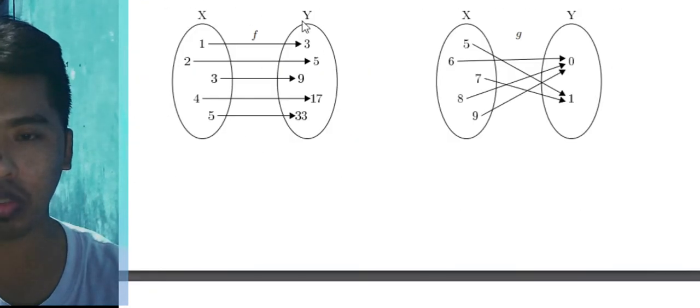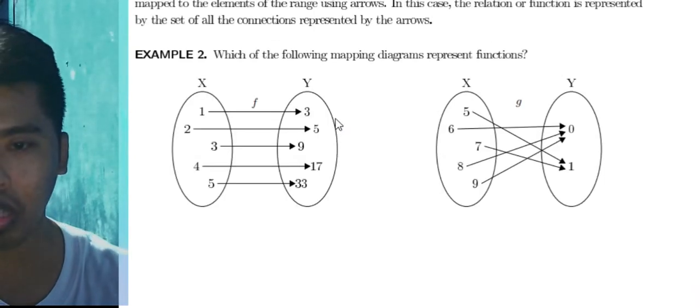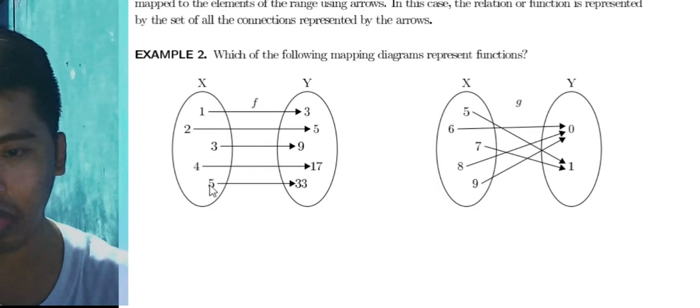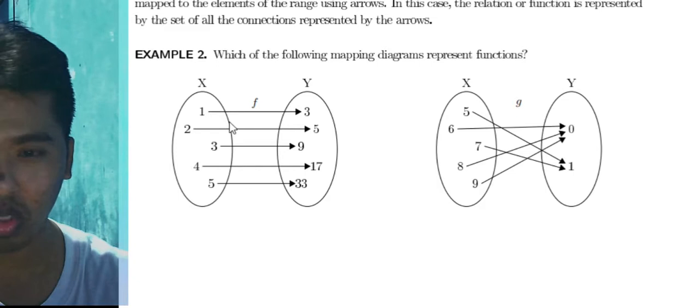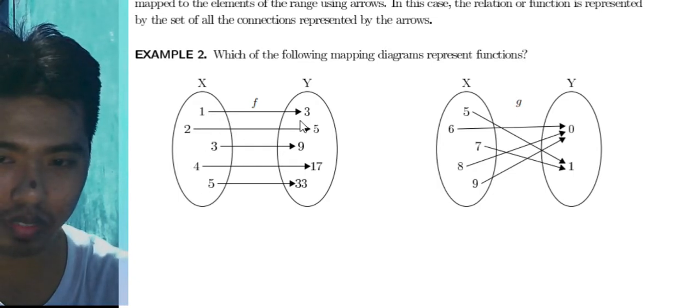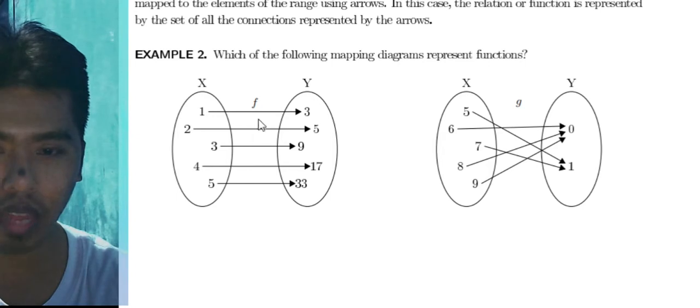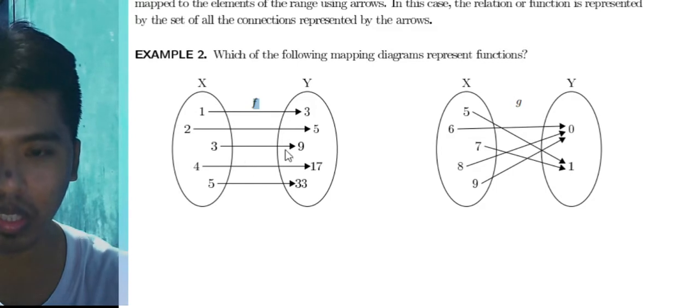Here, example number 2. Which of the following mapping diagrams represent a function? In the first one, this is the X, the domain or input: 1, 2, 3, 4, 5. And this would be Y, your range or your output. In every X, there is only one target. So there's only one target for each element of the domain. Therefore, this F, or this diagram rather, is a function.